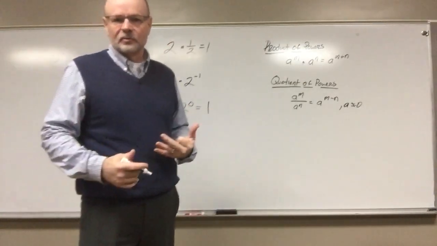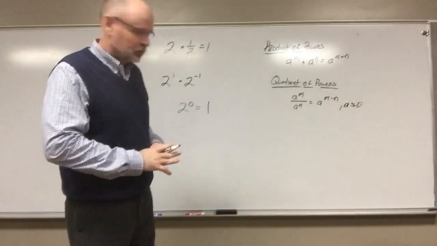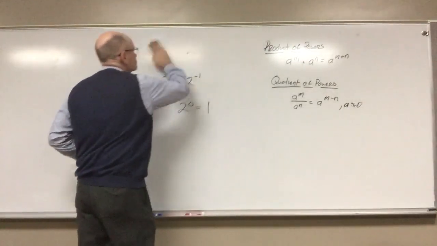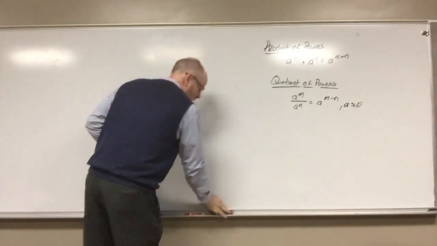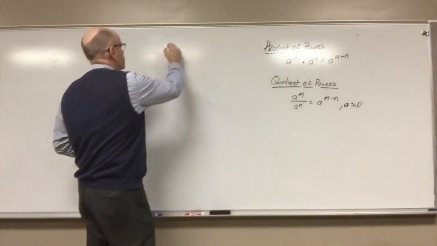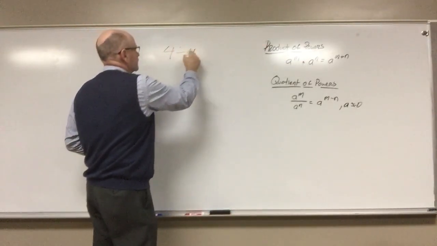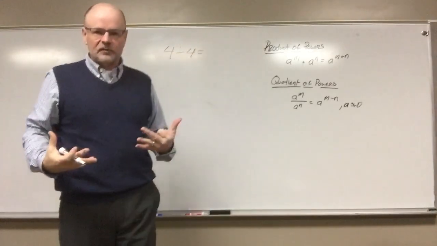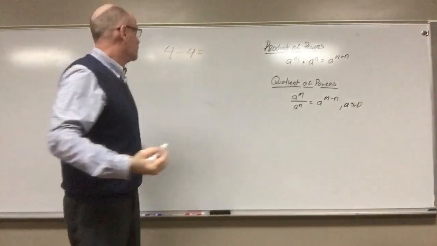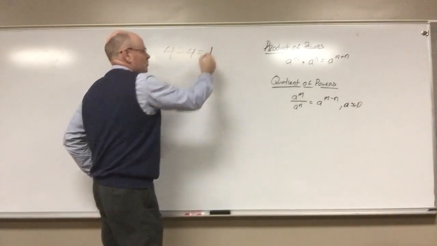So I'm going to make up another example problem, and we're going to work backwards to prove it. So let's use some different numbers. I'm going to use 4 divided by 4. Well, we know 4 divided by 4 is 1. We learned that in the 3rd grade. So 4 divided by 4 is 1.